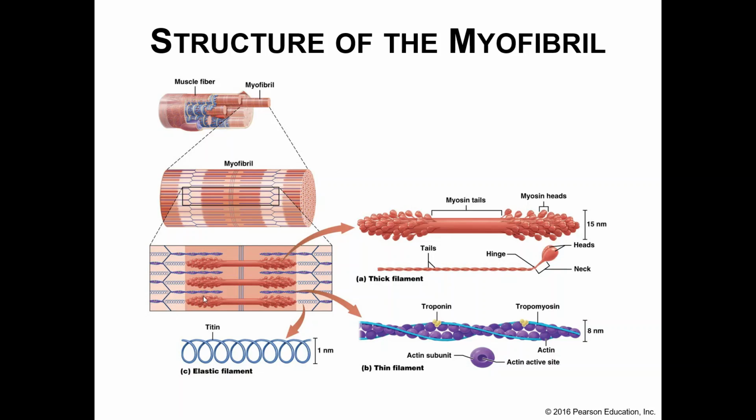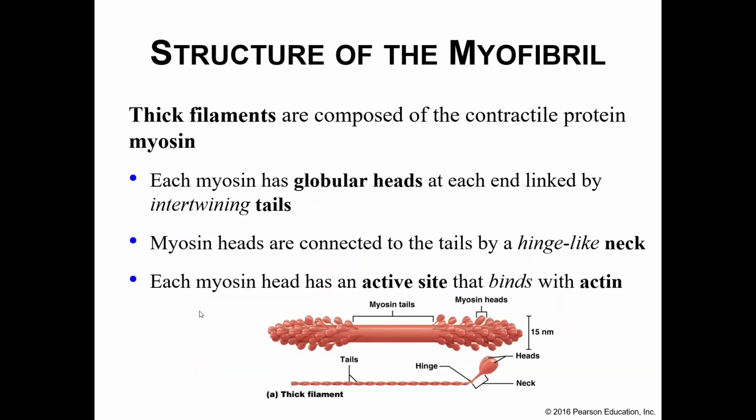All right, let's talk about what everybody does. Your thick filaments, we said that's myosin and only myosin. We have a head, a neck, and a tail region. These tails are going to intertwine. Some heads are going to go one way, some heads are going to go the other way. We've got that hinge-like neck that allows us to bend.